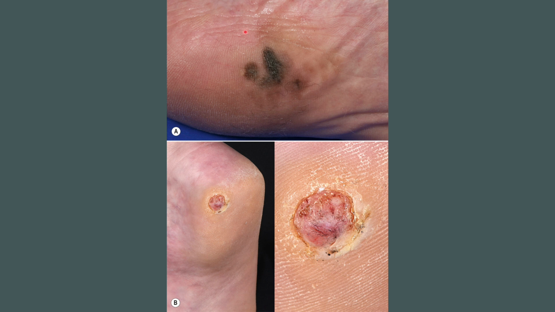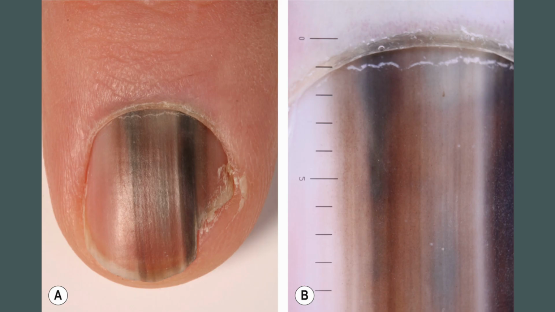Here are some images of acral lentiginous melanoma. This irregularly pigmented lesion is on the plantar surface of the foot. And then there's this crusted pink nodule on the heel. A close-up picture of that as well. Melanoma of the nail matrix. The longitudinal pigmentation of the nail plate is non-homogeneous, both clinically and under the dermatoscope.